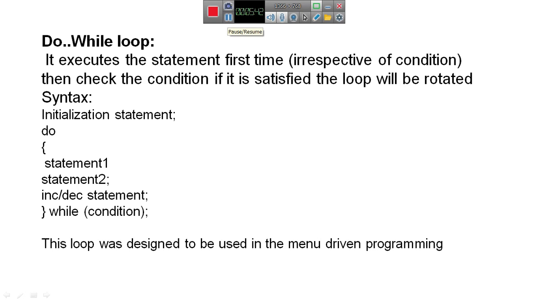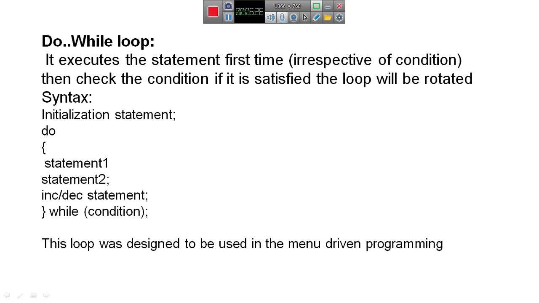The do while loop executes the statement the first time irrespective of the condition, then checks the condition. If it is satisfied, the loop will be rotated. In the do while loop, first it executes the statements.